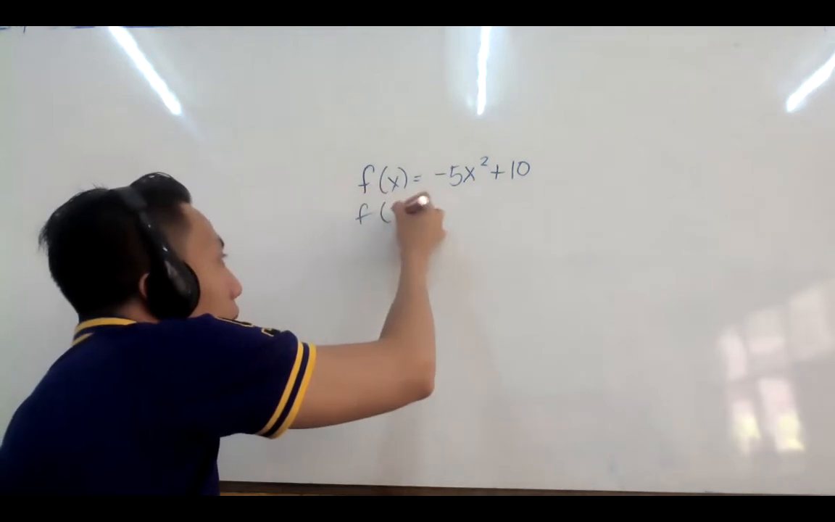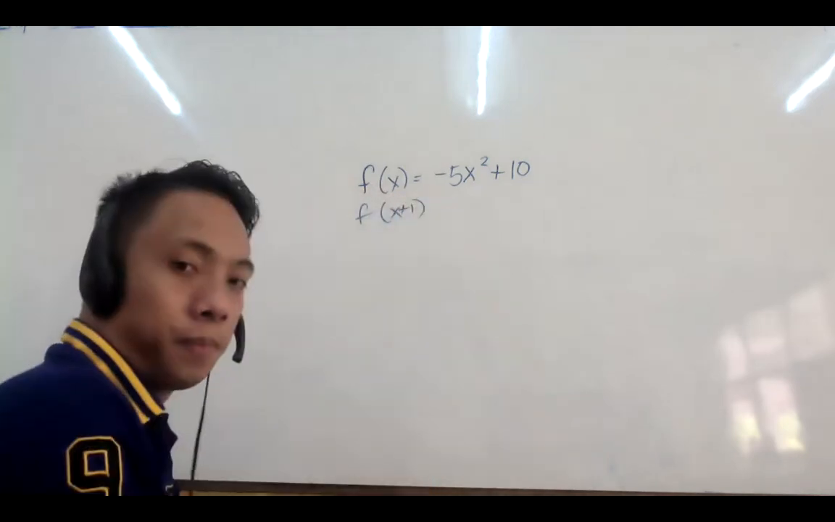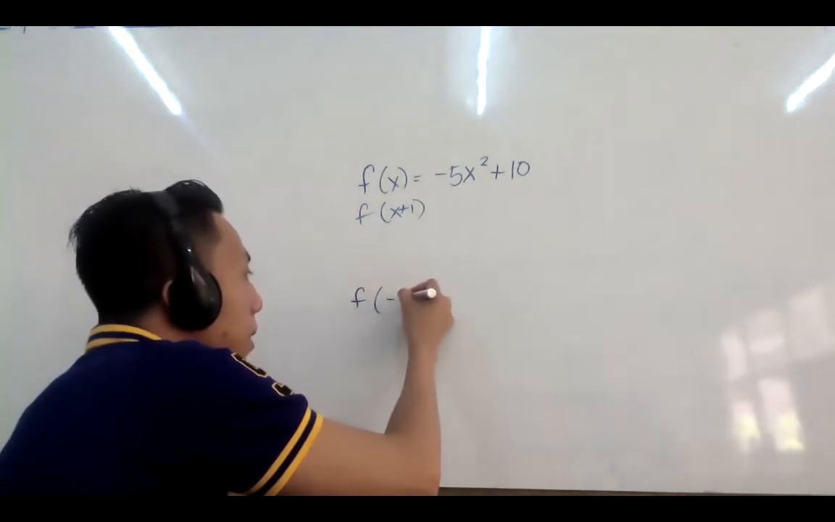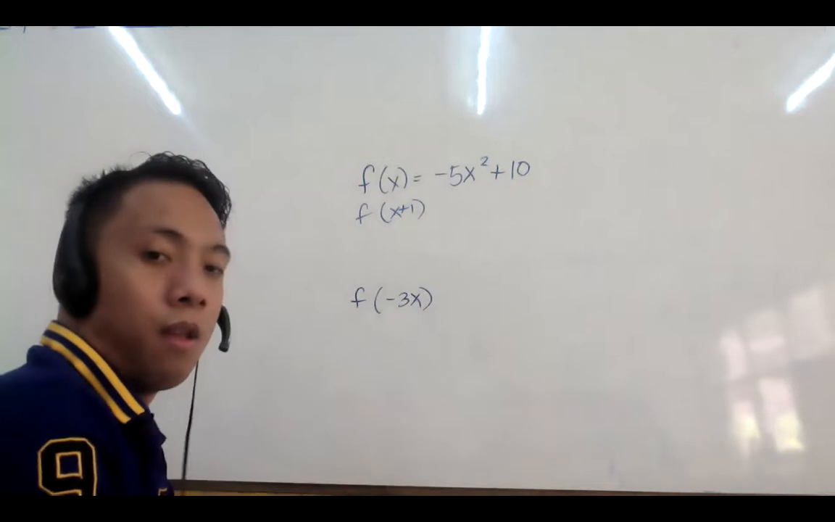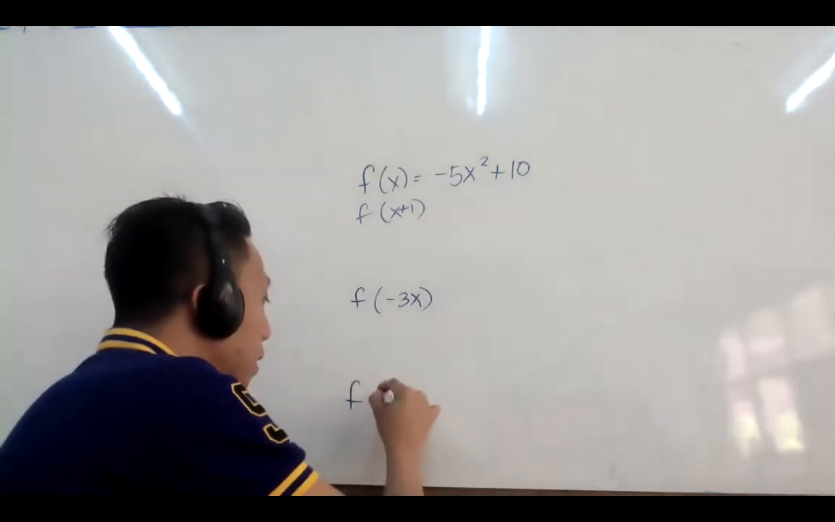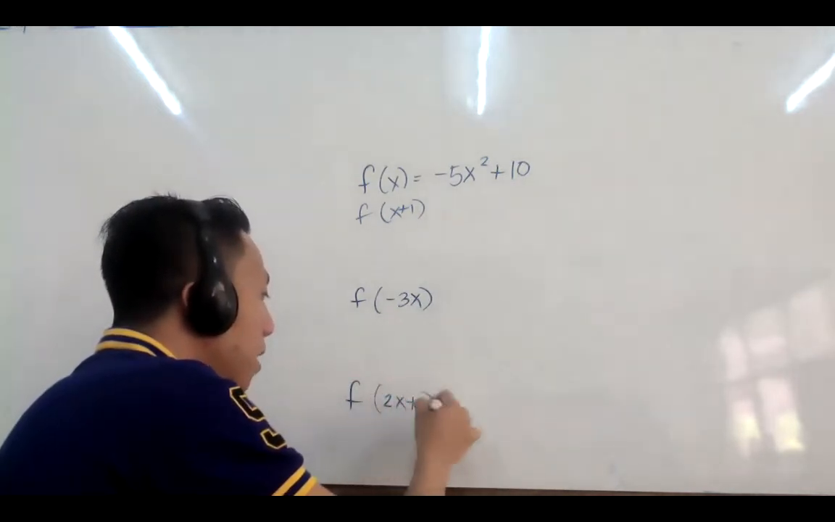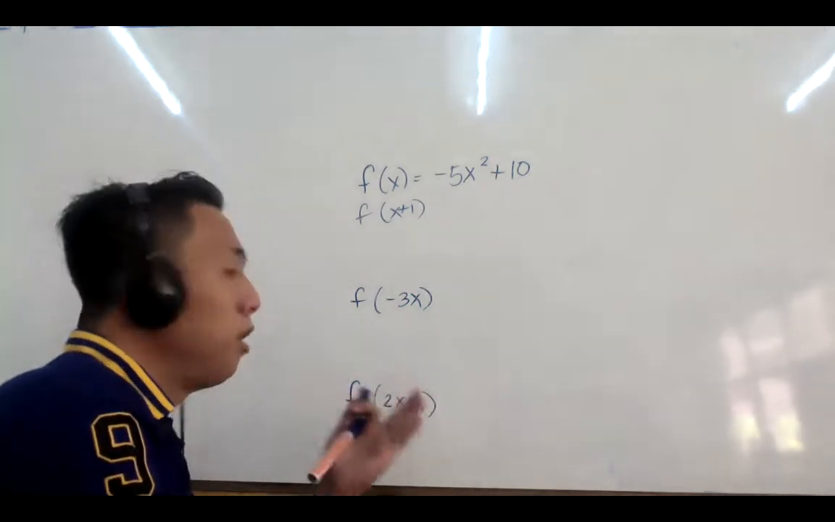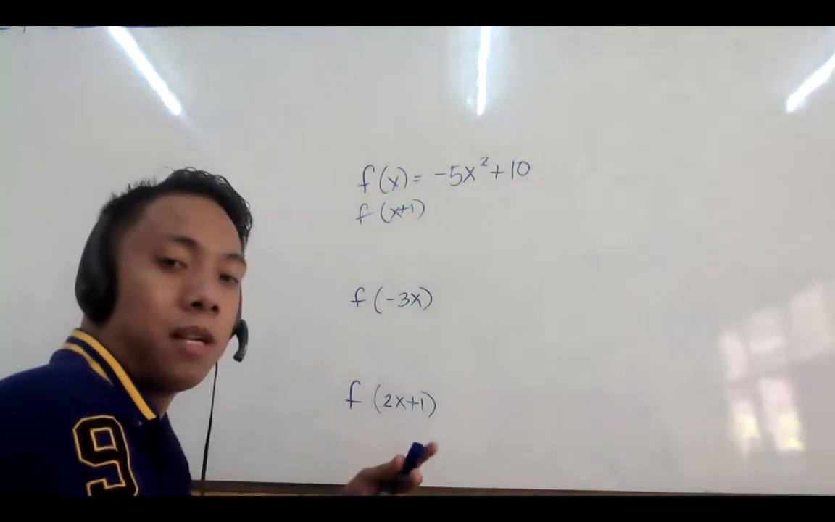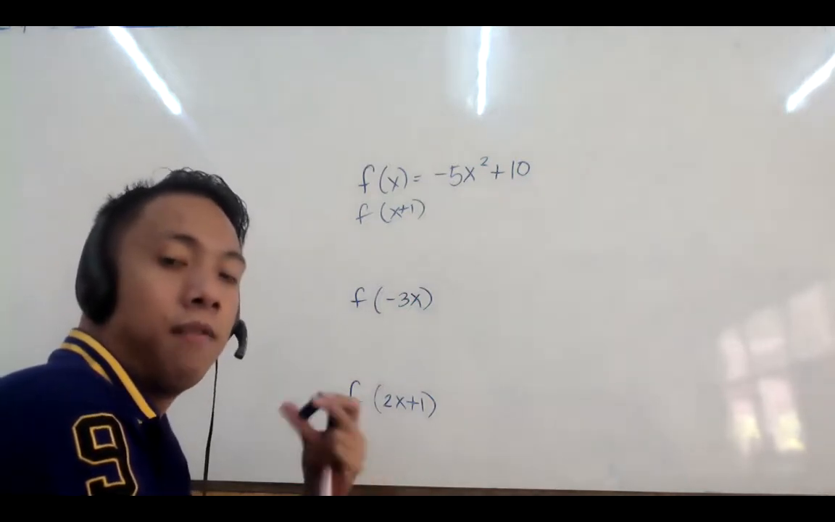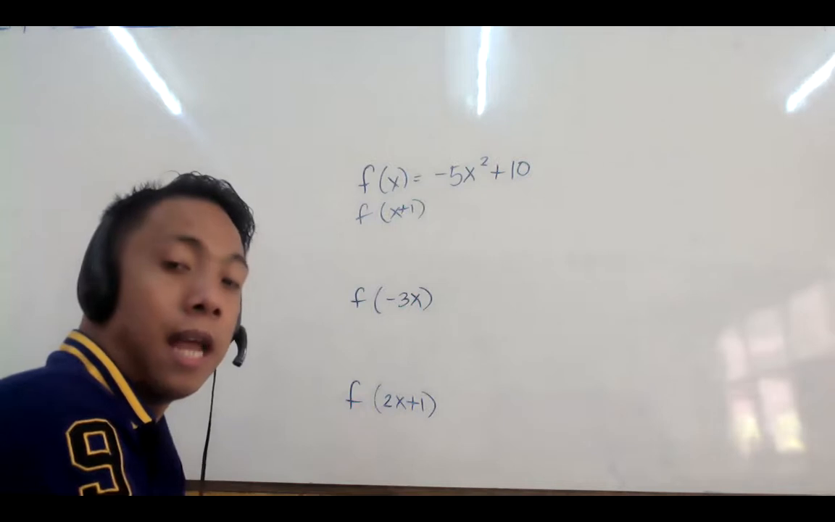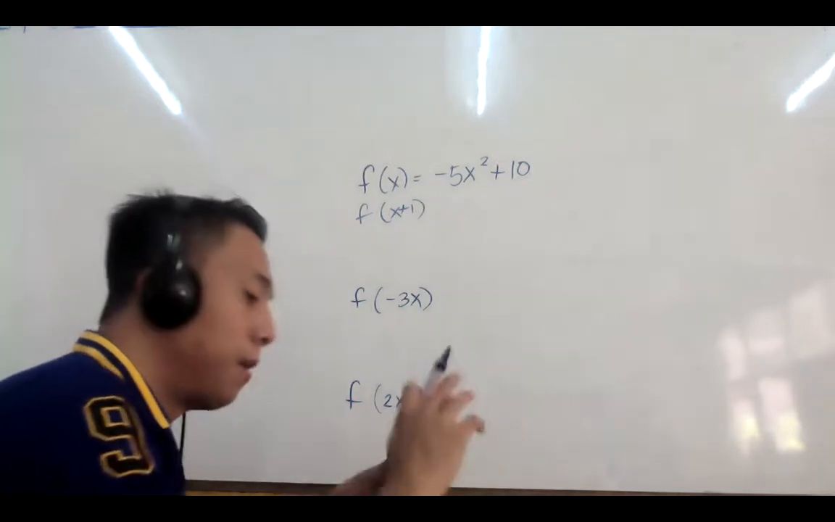The function of x plus 1, the function of negative 3x, and the function of 2x plus 1. Okay, so these are now polynomials, polynomials ang tawag dyan, kasi meron na siyang variable tsaka constant. Okay, numbers and letters, the combination of those.